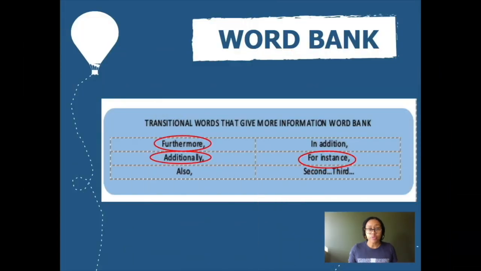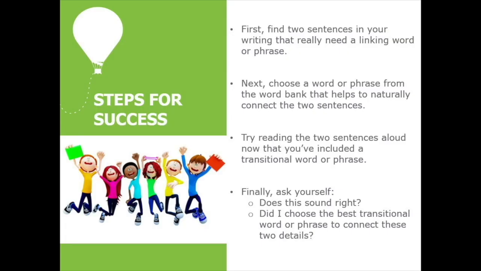There are so many different transitional words we can use in our writing to connect big ideas. To revise my paragraph, I'm going to use furthermore, for instance, and additionally. Let's see if those words help. Writers, we can connect several details or big ideas in our written response by using transition words. First, we're going to find 2 sentences in our writing that really need a linking word or phrase. These sentences should be details or ideas that are similar and connected.